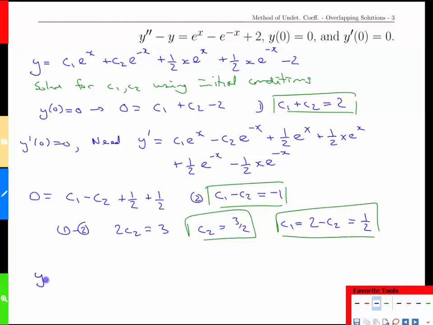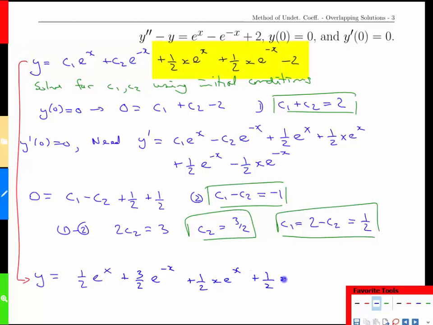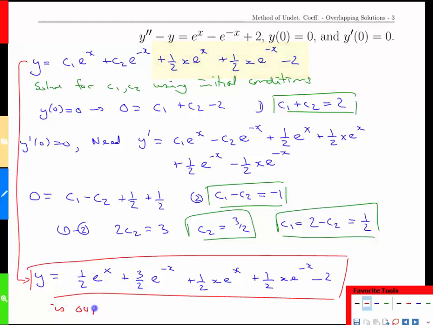And lo and behold, we end up with 1 half e to the x. So what are we doing? We're filling in the general solution down to the constants c1, c2. Plus 3 halves e to the negative x, plus 1 half x e to the x, plus another half x e to the negative x, minus 2. And that is our particular solution to the initial value problem.